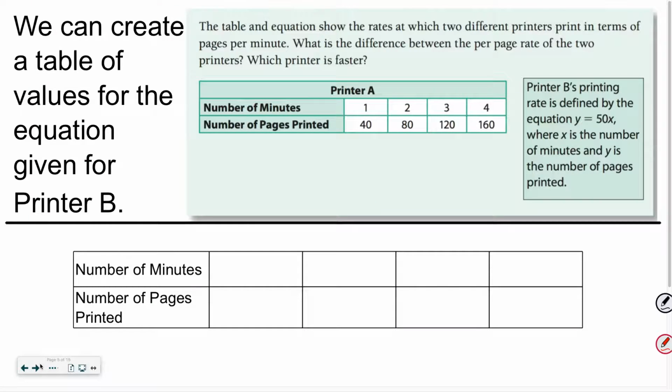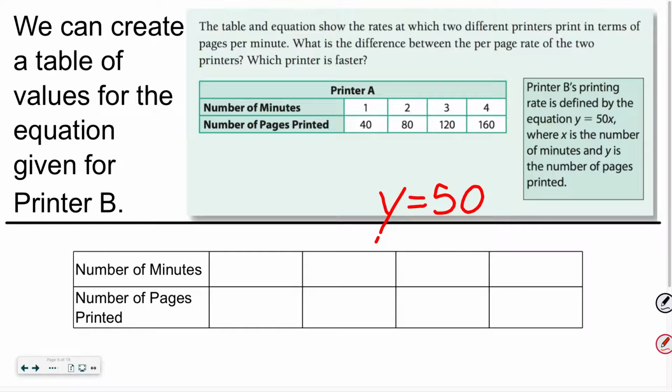So we can actually, because it's best when you're comparing to get both of whatever you're comparing to be the same. So if we have a table and an equation like we have right now, we either want them both to be equations so we can compare them easily, or both to be tables so we can compare them. So we're going to take printer B and make a table of it. Printer B's equation is y equals 50x.